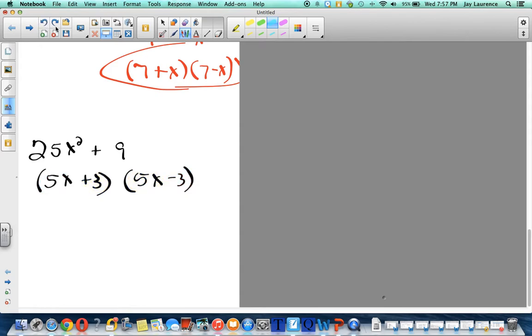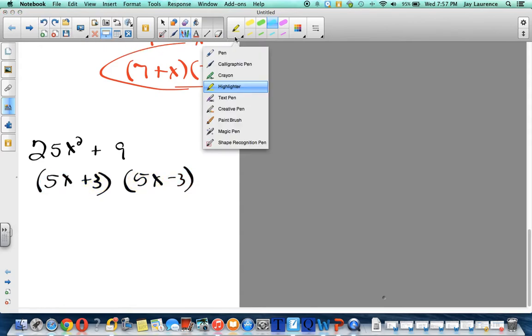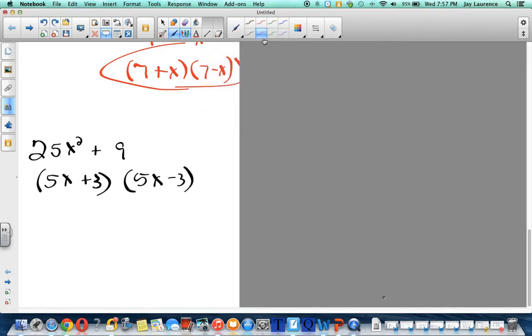If you haven't figured it out, this one's prime. You can't factor it. Why not? Because it's not the difference of perfect squares. No, there's no subtraction sign. There has to be one negative. So this one is actually prime. Okay, it can't be factored.